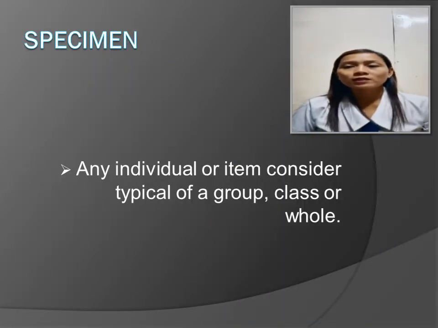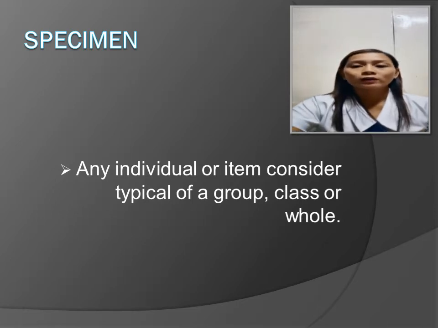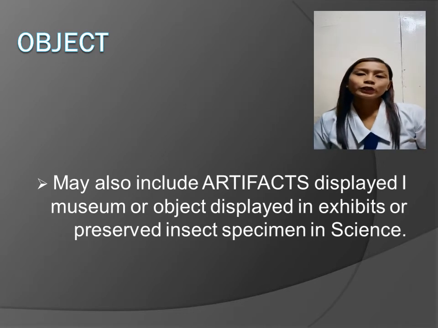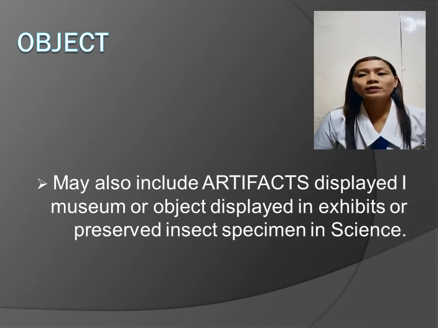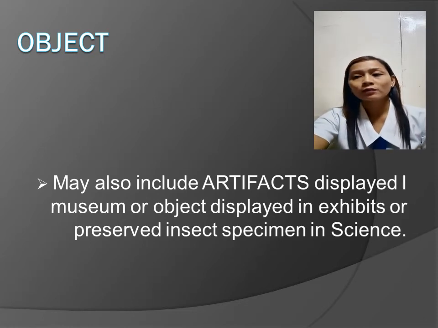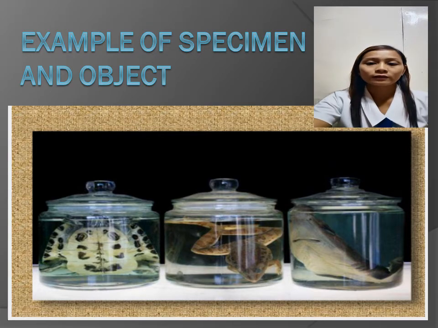Another type of contrived experience is the specimen. It is any individual or item considered typical of a group, class, or whole. Another type of contrived experience is the object. It may also include artifacts displayed in museums, objects displayed in exhibits, or preserved insect specimens in science. We have an example of a specimen and object. As you can see in the picture, it shows the preservation of an insect.